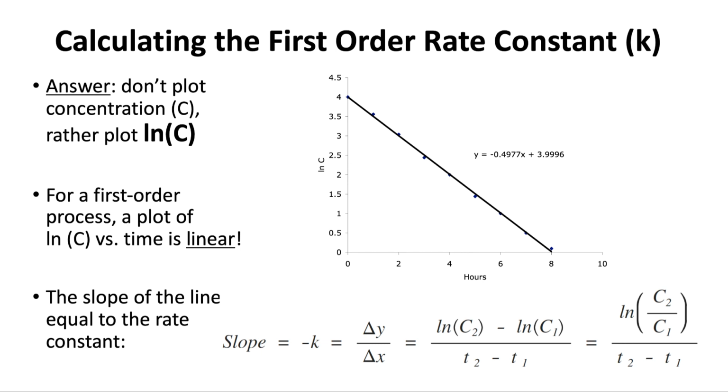So essentially, we can calculate numerically the slope, which is equal to the negative k, by calculating the natural log of c2 divided by c1, divided by t2 minus t1, and lo and behold, we have a number. And that number can be equal to minus k. And now we can use that to solve various formulas.